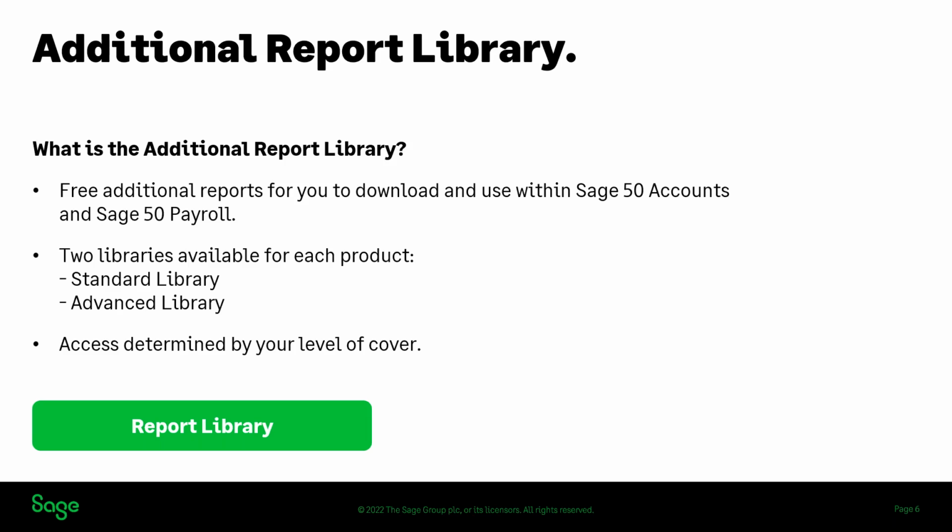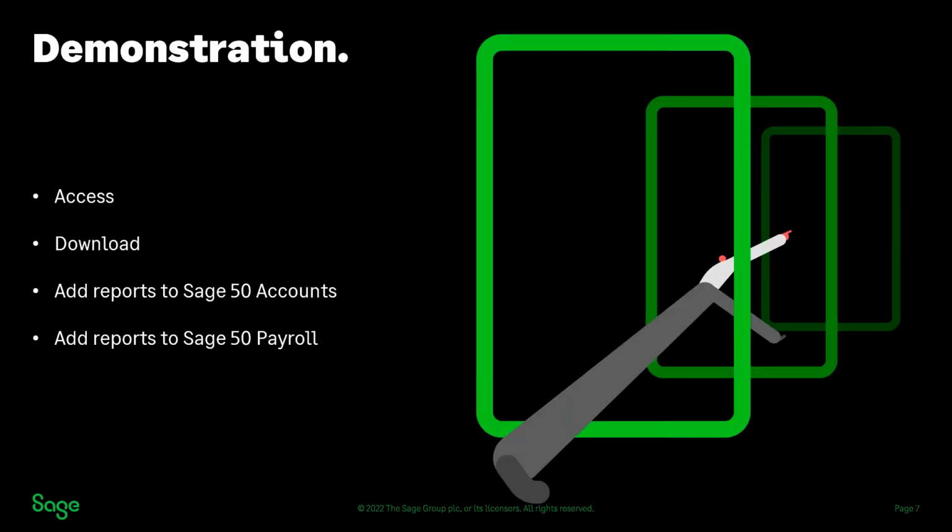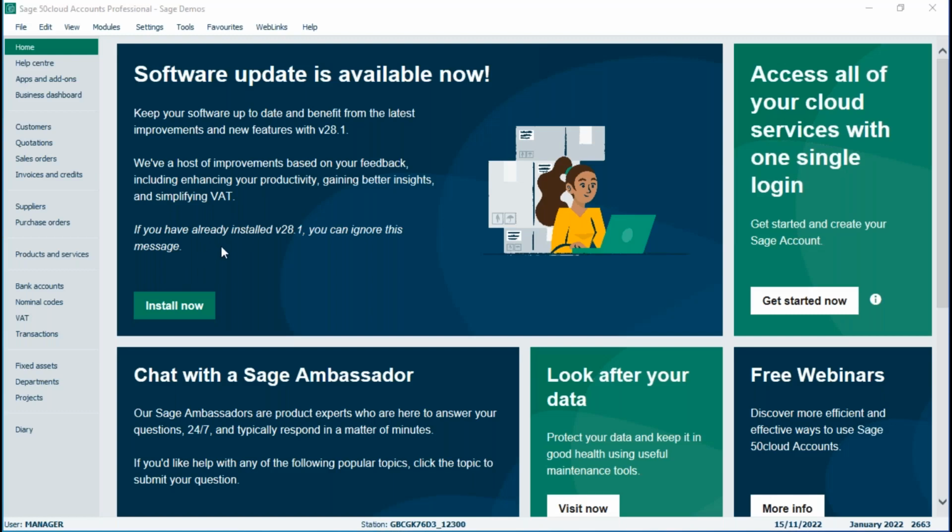Right, okay, so that's a little bit of background to the additional report libraries that are available. What we'll do now is go in and access that. We'll show you how to access it, how you can download reports, and how you go about adding them into Sage 50 Accounts or 50 Payroll. The process is pretty much the same. So let me share my screen. If I can find the right button this afternoon. There we go. I'm going to start with accounts today.